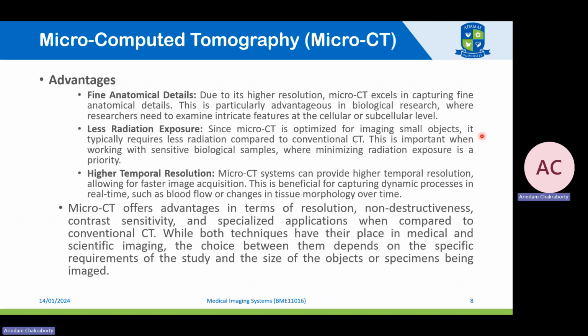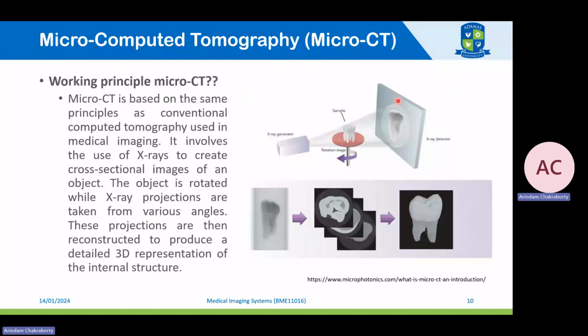To briefly talk about the working principle of micro CT, it's essentially the same as a conventional CT. There is an X-ray source and there is a detector. We can see this is the X-ray source and this is the detector. In conventional tomography techniques, the source and the detector rotate. But in this case, the source and the detector are stationary, while there is a podium, a place where the sample is held, and that rotates, thereby taking different images at different angles.